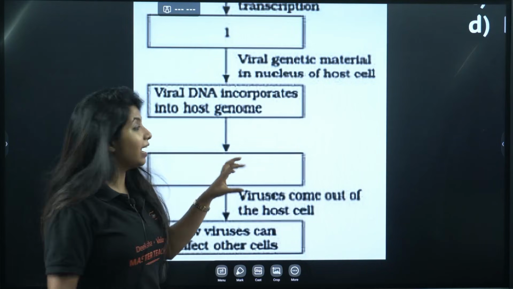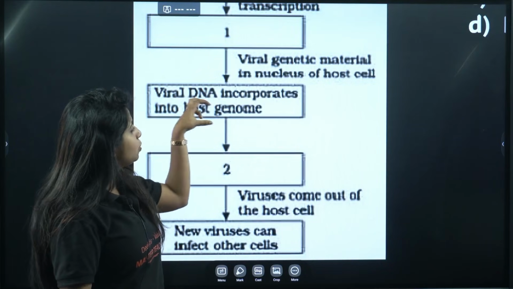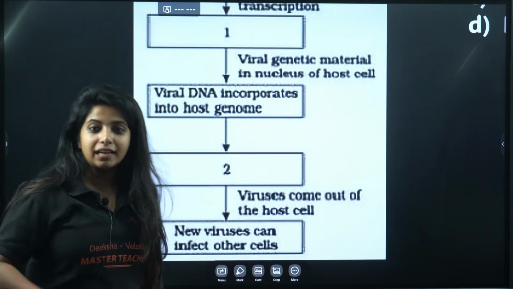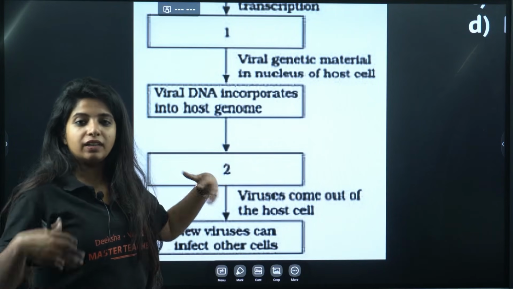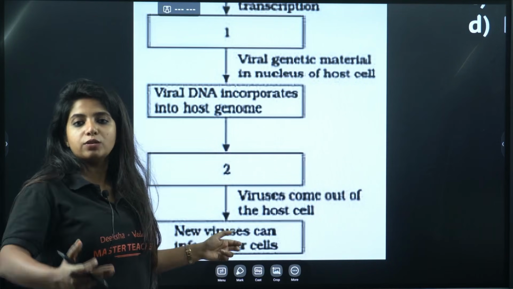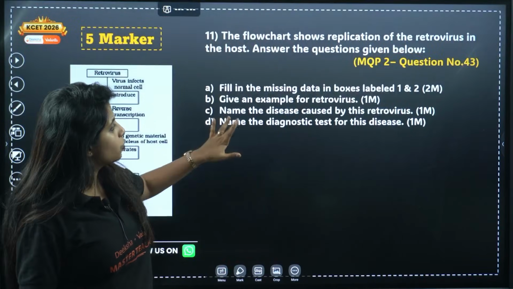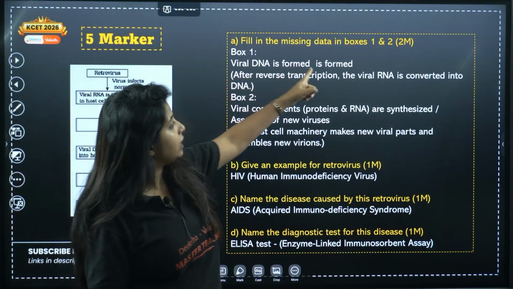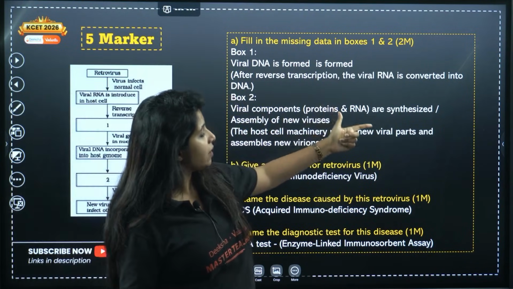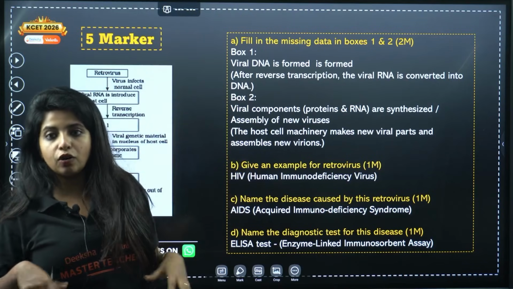Here it is said that viral DNA incorporates into the host genome, and then what does it do? It basically produces viral RNA and protein, and later when they are all assembled, the virus comes out of the host cell, and new viruses would be affecting the other cells. So fill in the missing data. Box 1, viral DNA is formed, and box 2, viral components such as proteins and RNA are synthesized, and the assembly of new viruses also happens.